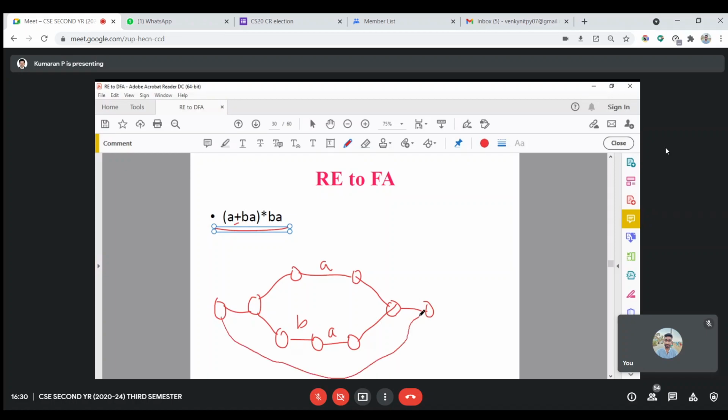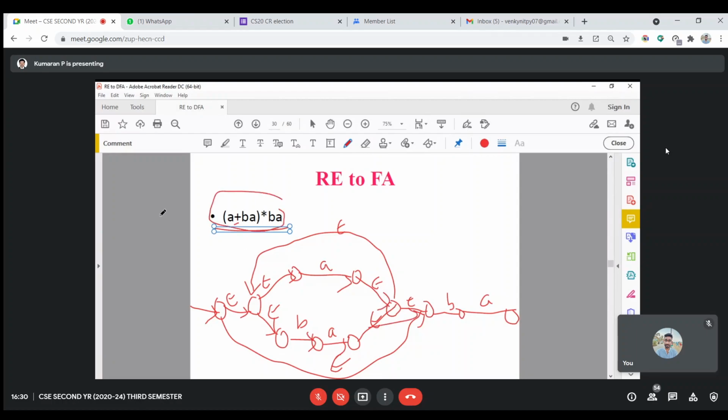So directly here I have a self loop. This is the starting state. This is the overall (a plus ba) whole star, and finally we have a concatenation with ba. This is b, this is a. And what are all the empty portions? Epsilon, epsilon, epsilon, epsilon, epsilon, epsilon, epsilon. That's all. Here epsilon, then direction, this direction.